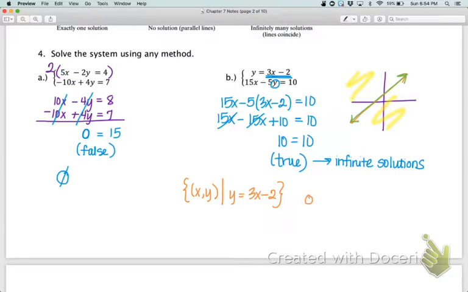The other option would be to use the other equation, the set of all ordered pairs x, y such that 15x minus 5y equals 10. So again, as long as your x and y follow that rule, giving you a sum of 10, then it's going to be true. So that's how we would write our answers if there are infinite solutions. Either one of those orange statements in set builder notation would be just fine.